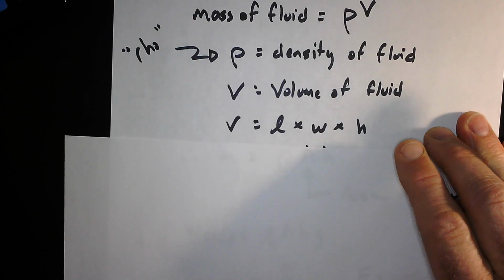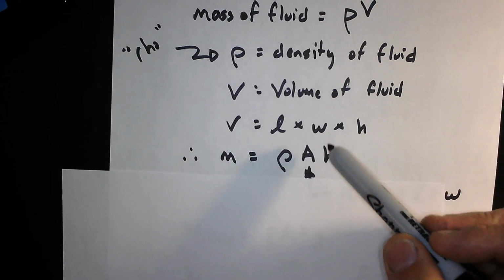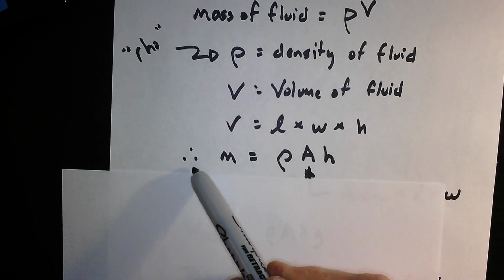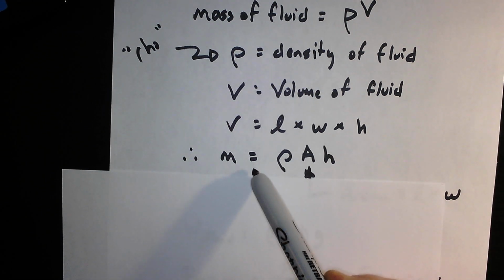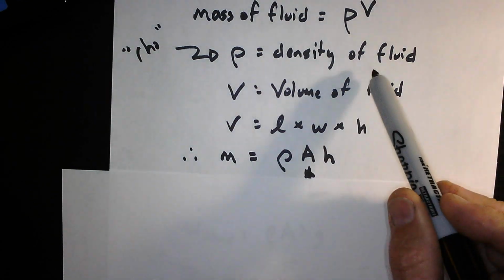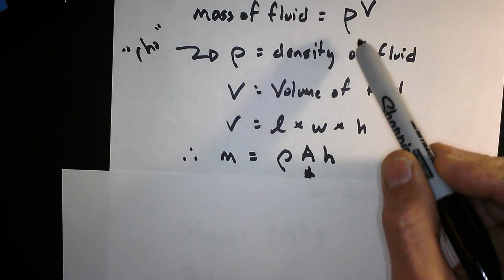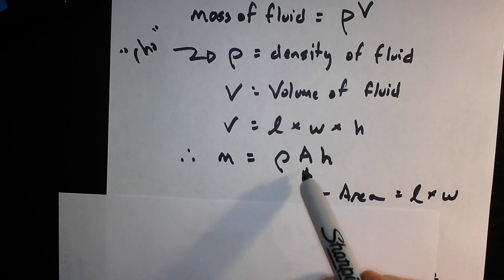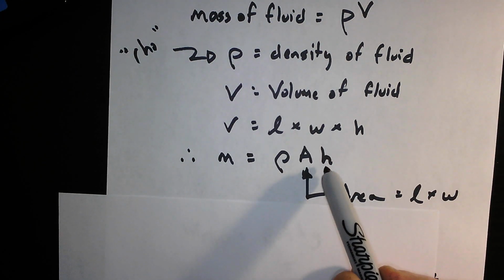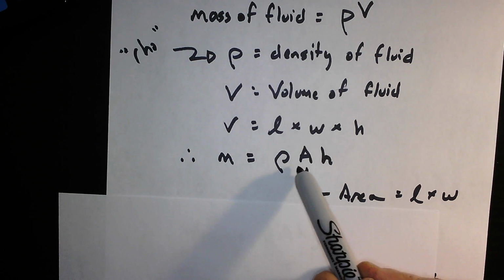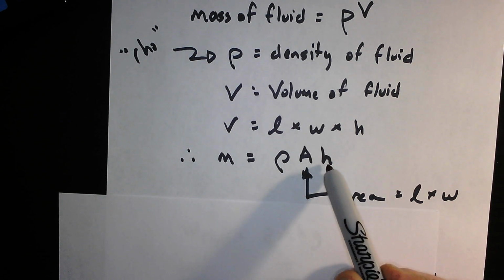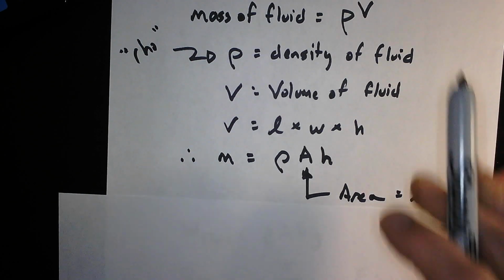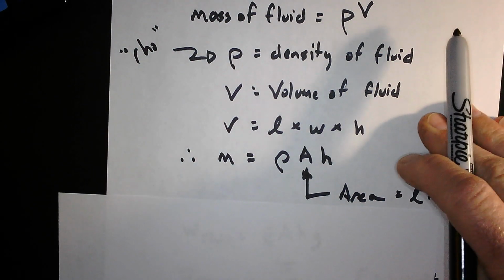Alright, so that's volume, and then we just resubstitute some of these parameters in here. So now we have, therefore, the mass of the fluid is equal to rho, the density of the fluid, times A, and we can separate out A as being length times width times height. Okay, so rho, length times width times height. That's the mass of the fluid being pushed on the object that's submerged in the water.